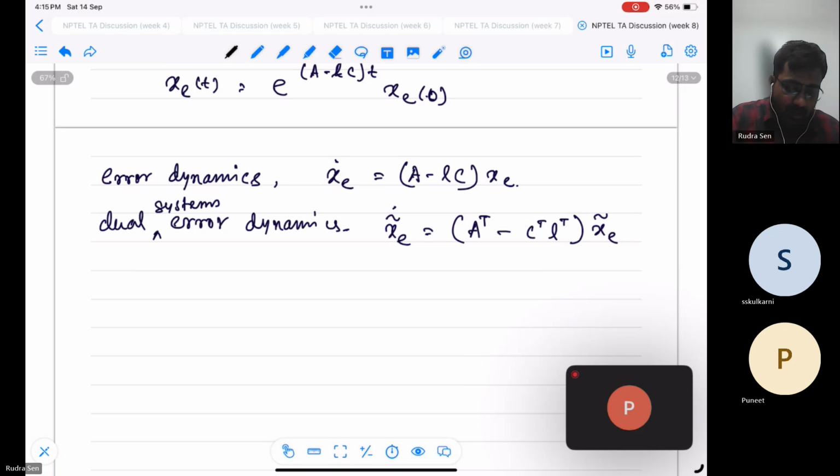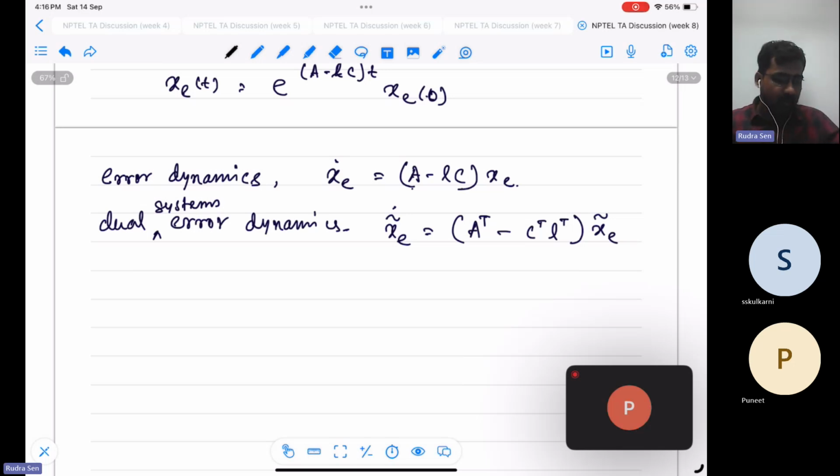That means my (A, C) is observable. If (A, C) is observable, then we can find a solution of this: we can find A minus LC and choose the value of L in such a way that all eigenvalues lie in the left half of the complex plane. So in case of the dual system, (A transpose, C transpose) should be controllable. This is basically the actual structure.